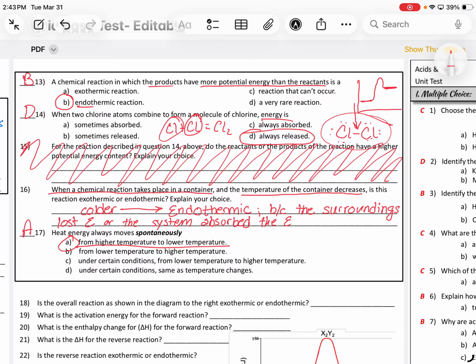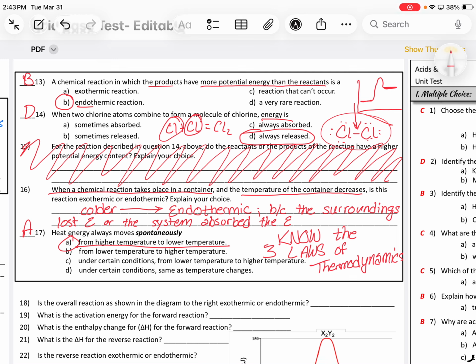If you remember, and I'll post this on Google Classroom, you also need to make sure you know the three laws of thermodynamics. The first law is the law of conservation of energy. Energy cannot be created or destroyed, only transformed. The second law is that we will always go from higher temperature to lower temperature, but we can go from lower temperature to higher temperature only if we use work. That's what the second law says.